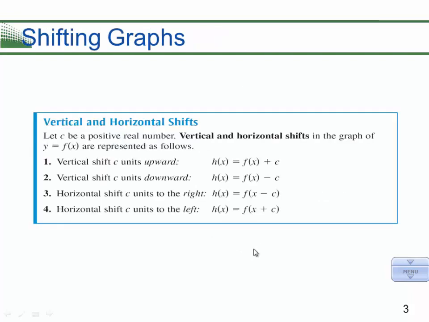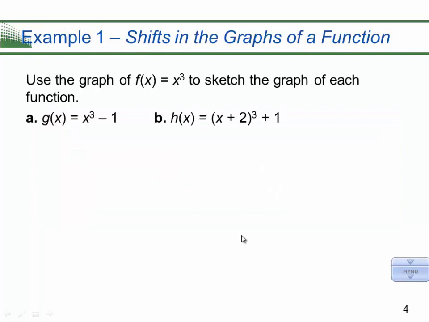All right? So here's the book's notation, which can be a little confusing, but basically if you add or subtract a number outside of y, so outside of the parentheses of x, then that's going to shift the function up or down. And if you add or subtract a number inside of the parentheses that involve x, then you're going to shift the function to the left or the right. I think the best way to look at this is some examples.